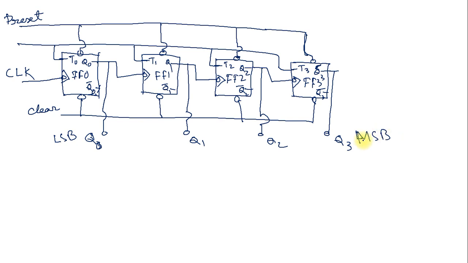MSB. Now we can connect the clear with the combinational logic. That is, I need one NAND gate for this, and I need to connect Q1 with Q3.